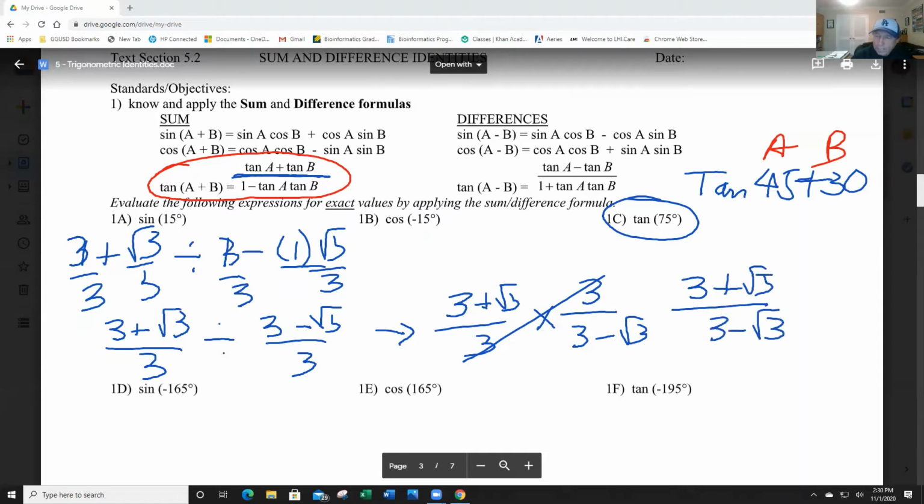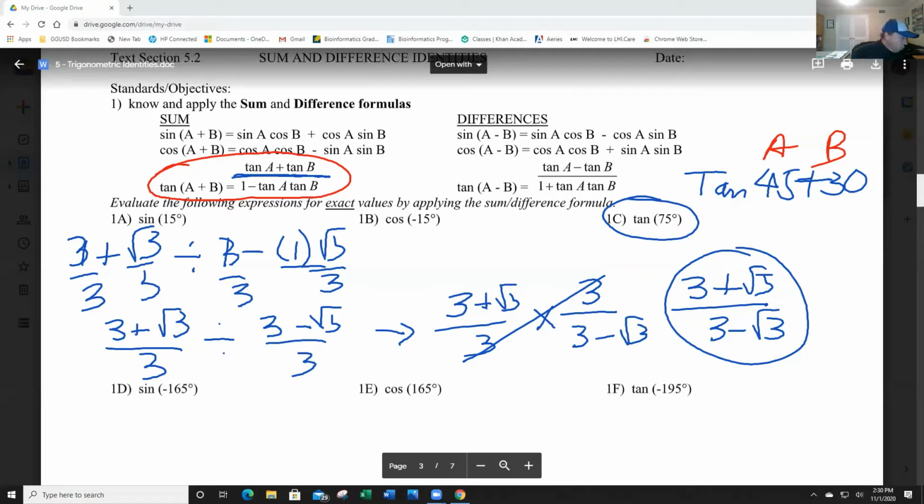Now, math education's changed slightly. A lot of people would want to take out the radical in the denominator by multiplying by the conjugates that you learned in Algebra 2. I'm just going to leave it there. I'm going to let us stop there at this point.